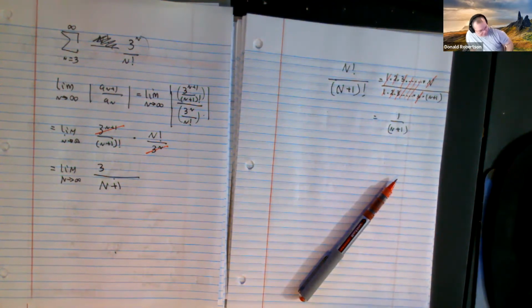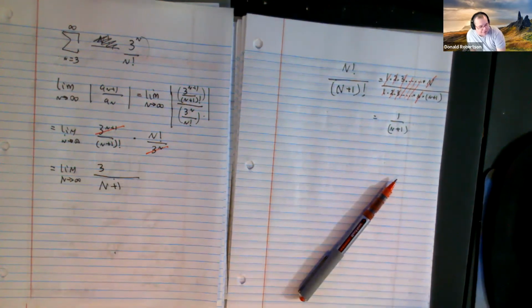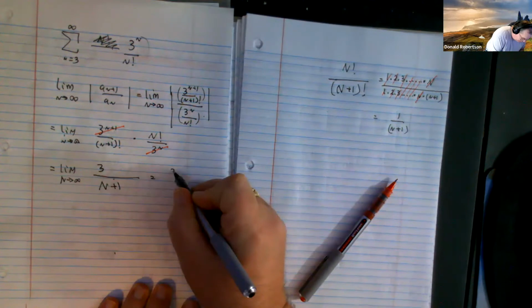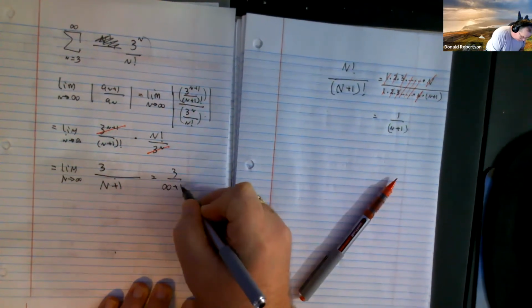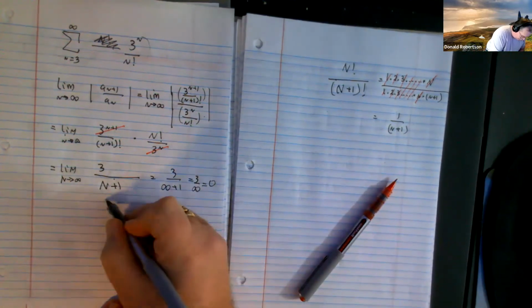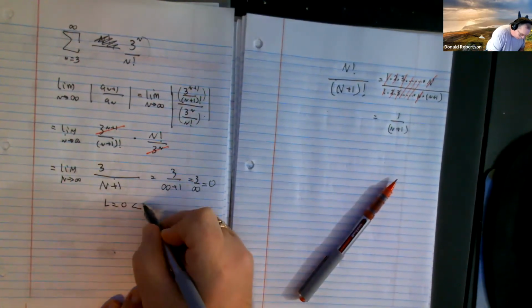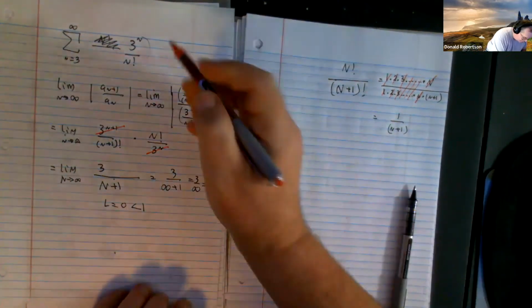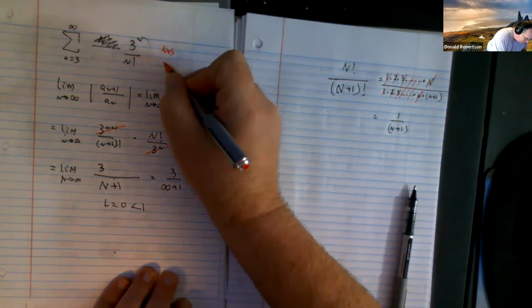Now, in this particular one, would you agree that's just brute force? You can just plug in infinity and you're done. So let's do that. 3 over infinity plus 1, 3 over infinity, it's 0. So we know that the limit is 0. Isn't that less than 1? Hey, we've got another absolutely convergent.